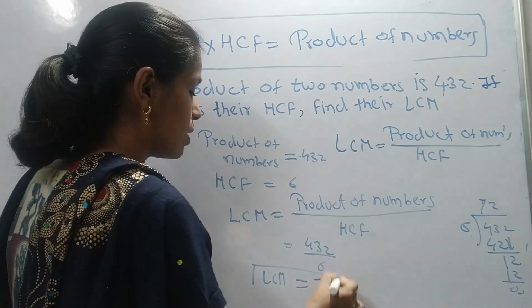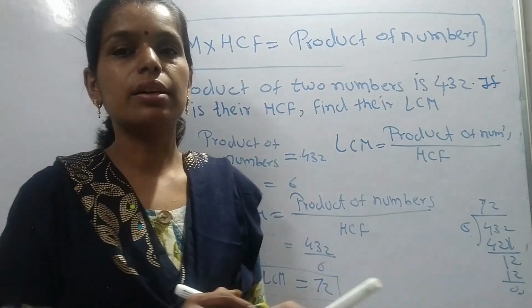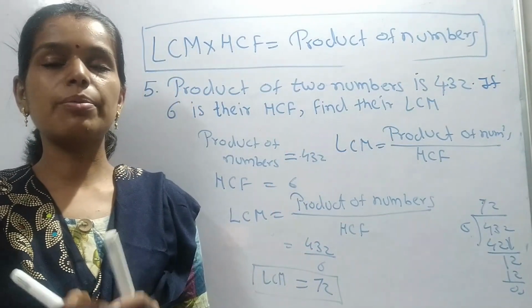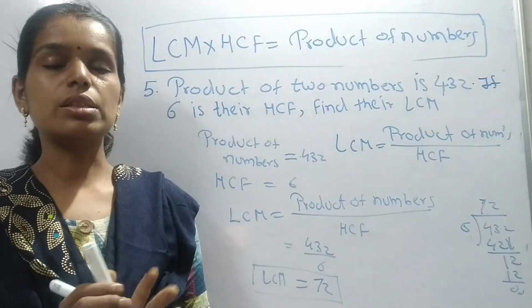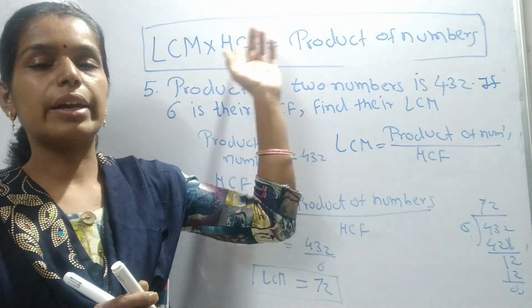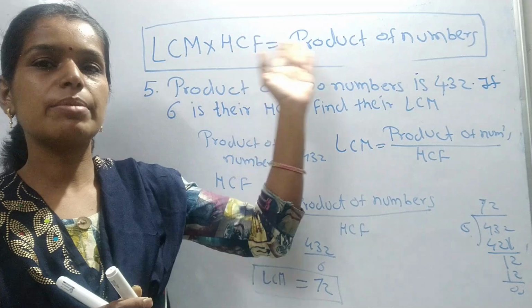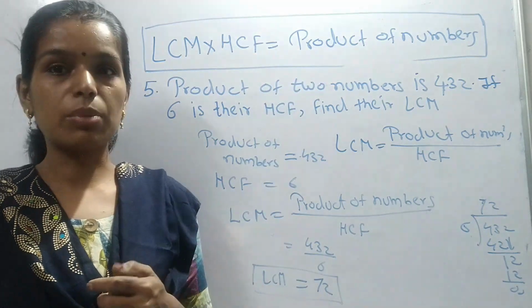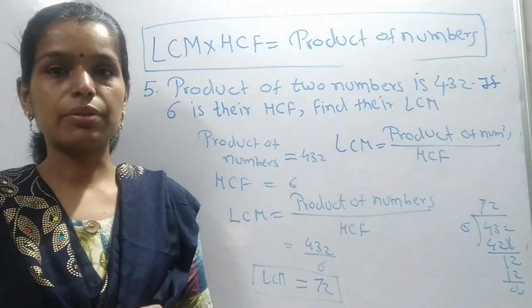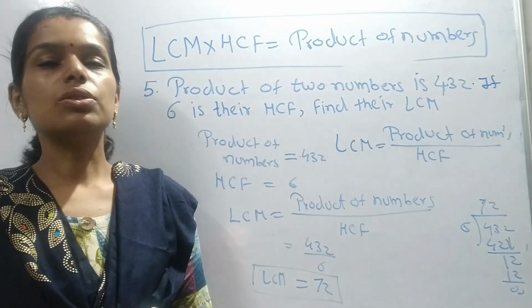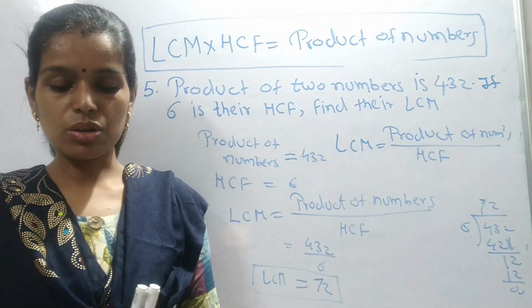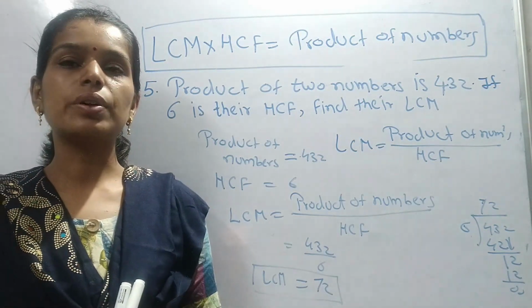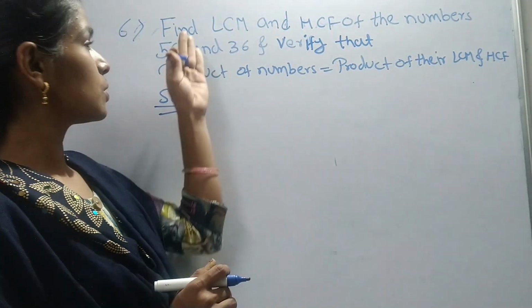In this way, you can find the LCM or HCF in simple 3 steps. Just prepare this result and you can find out any of the LCM, HCF, and one of the numbers you can find out also. Okay, one of the missing numbers. So students, this was your question number 5. Let's go towards question number 6.